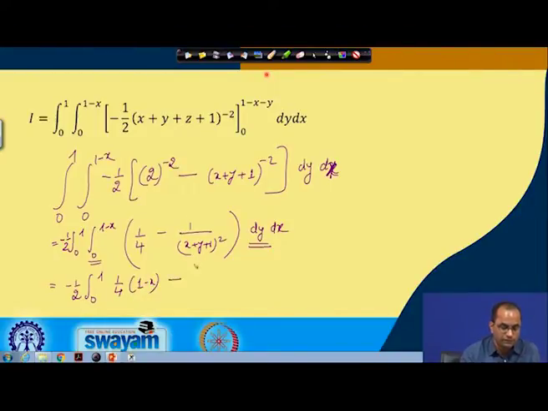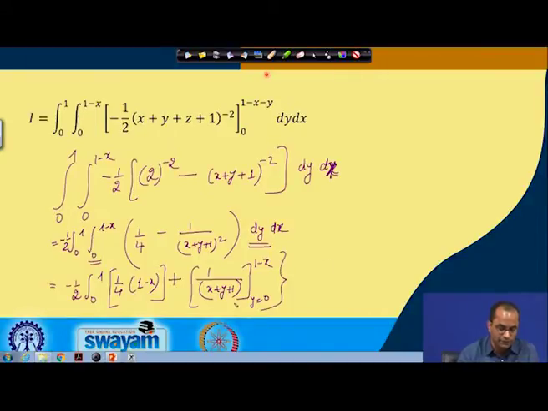So, we need to integrate first this one. So, we will get minus 2 and this plus 1. So, we will get 1 over this x plus y plus 1 minus 2 and plus 1. So, this will be also with the plus sign, and then here we have already substituted the limit. So, in this case we have to put these limits for y, 0 to 1 minus x, and then everything will be integrated over x.